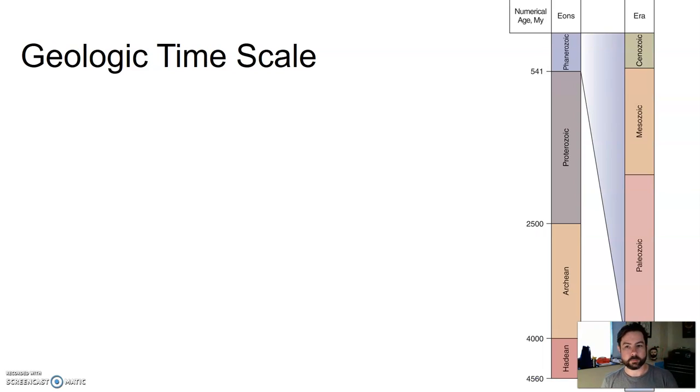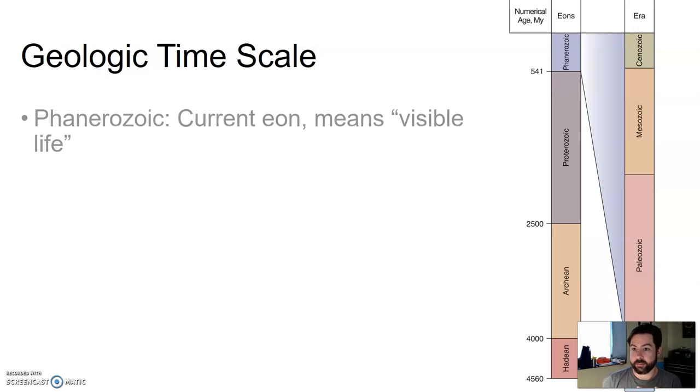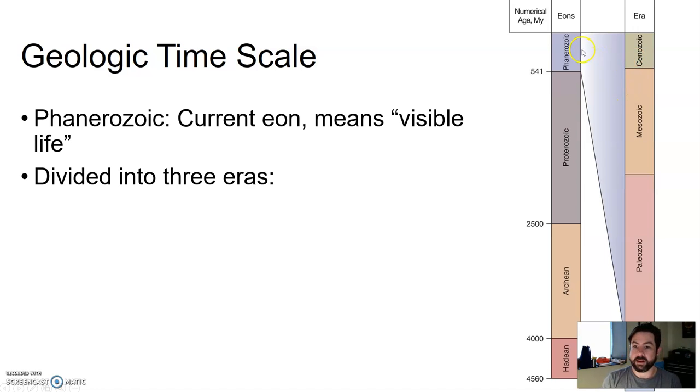This is when most things that we know and understand, plants and animals, occurred on Earth or came to prominence on Earth. So we can take eons and break them down into eras. We take the Phanerozoic eon and break it into eras. We can break it into the Paleozoic, Mesozoic, and Cenozoic. Phanerozoic is Latin. That's the current eon we're in, which means visible life.